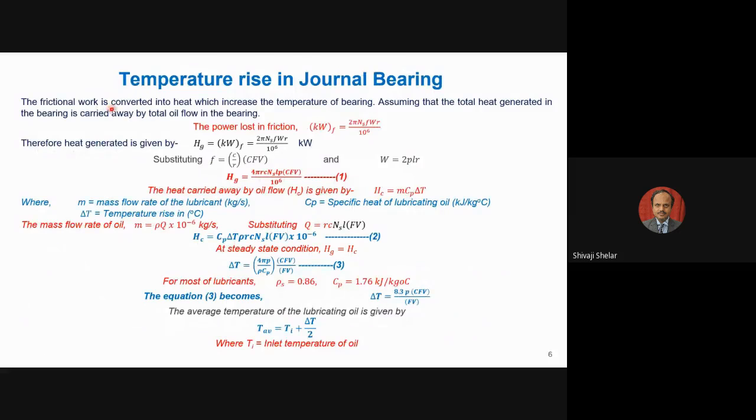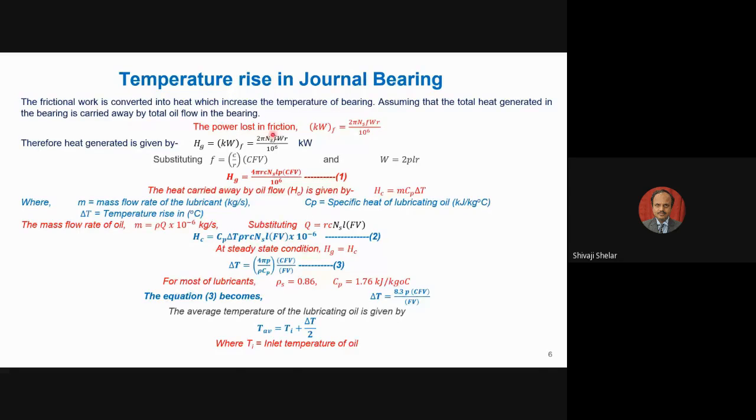Now, when the frictional work is there, this frictional work is converted into heat generation, and this heat generation will cause an increase in the temperature of the bearing. Now, assuming that the total heat generated in the bearing is carried away by the oil flow, this is a theoretical analysis. But in actual practice, some of the heat generated will be conducted and radiated through the bearing material to the atmosphere, and the remaining heat will be carried away by the oil. But for better understanding and simplification of the problem, we are assuming that the total heat generated in the bearing is carried away by the oil.